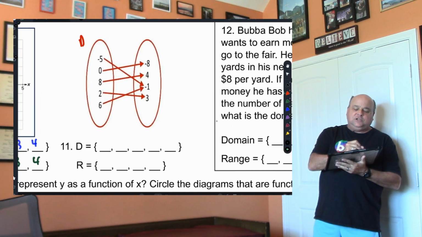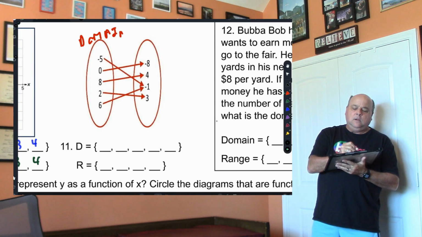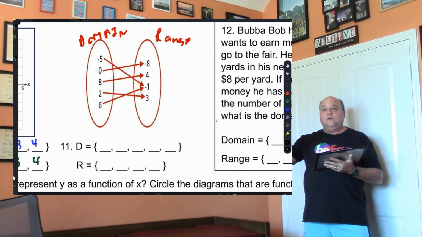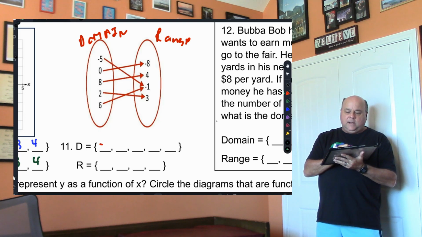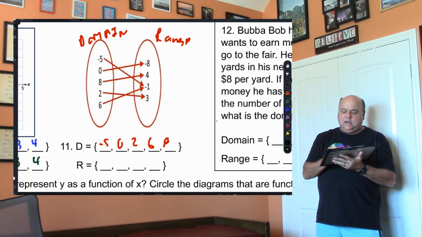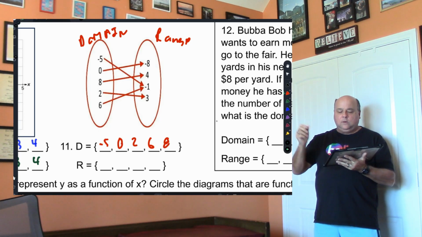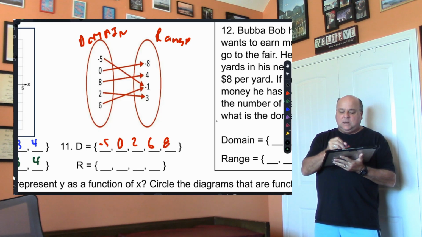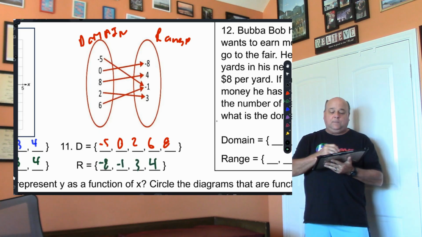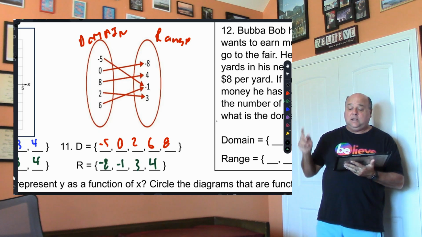The domain is your input, and the range is your output. Piece of cake. Put them in order from least to greatest. So my domain goes from -5, 0, and then 2, 6, and 8. Notice how I'll put them in order. My range would be the smallest numbers first: -8, then -1, and then 3, and then 4. This would be a function. None of the x's are repeating, is it?